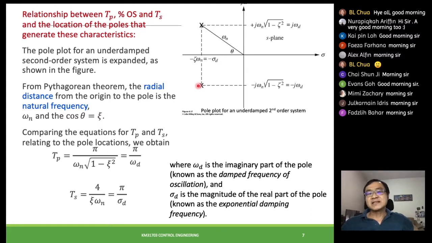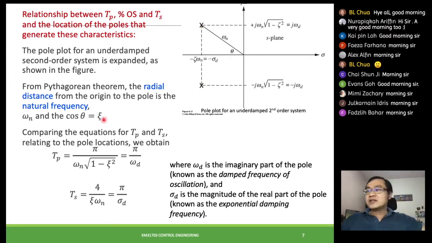order system. So here we can see, by this Pythagoras theorem, that the radial distance is actually determined by the natural frequency. This natural frequency represents the radial distance from the origin to the pole.